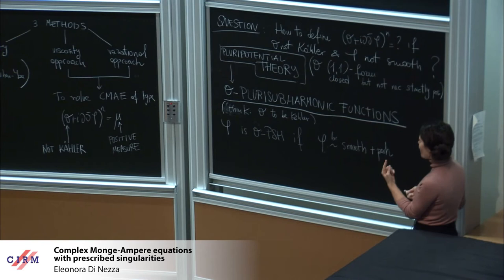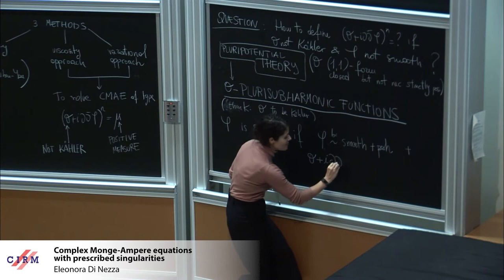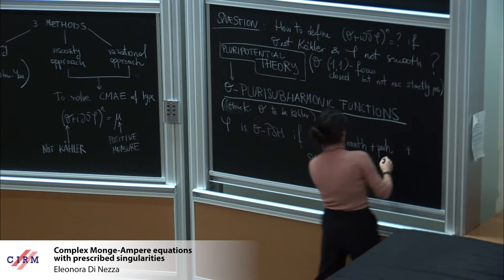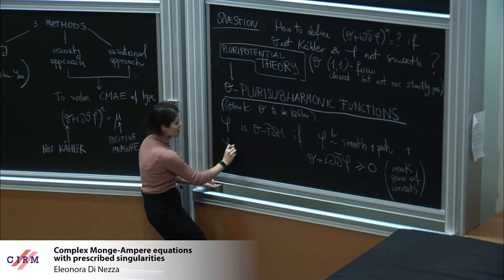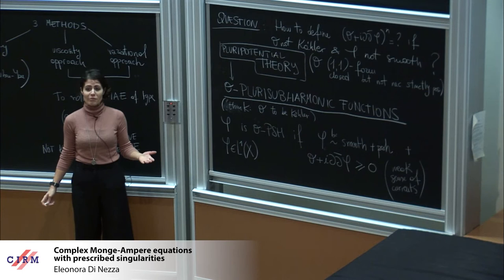Plus, I need a global condition. And the global condition is that I ask that theta plus i dd bar of phi is a positive guy. So I ask this to be positive in the weak sense of currents. So what is already the novelty there is that here phi needs just to be an L1 function over X, and a priori it can also have singularities at minus infinity. Let me write it down.